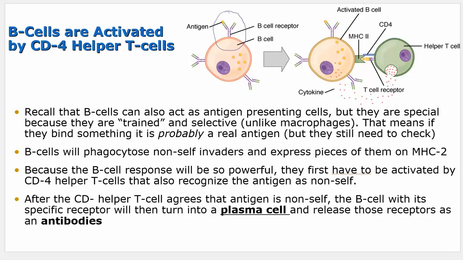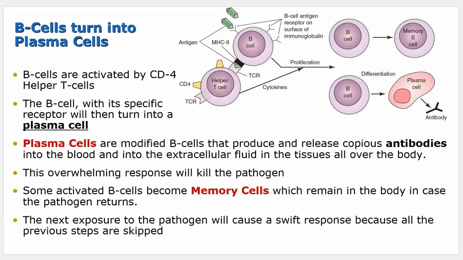So the B cells phagocytose that non-self invader and express pieces of it on the MHC2, just like macrophages did. But, and I'm reading these bullets here now, because the B cell response is so powerful, they do have to check with that CD4 helper T cell. It also recognizes it as non-self. And so after that CD4 helper T cell agrees that it's non-self, the B cell with that specific receptor will turn into something called a plasma cell, and it'll release those receptors as antibodies. So let's look at what that looks like.